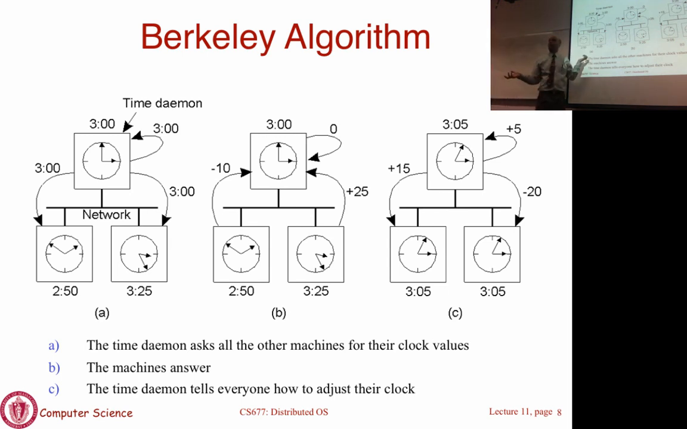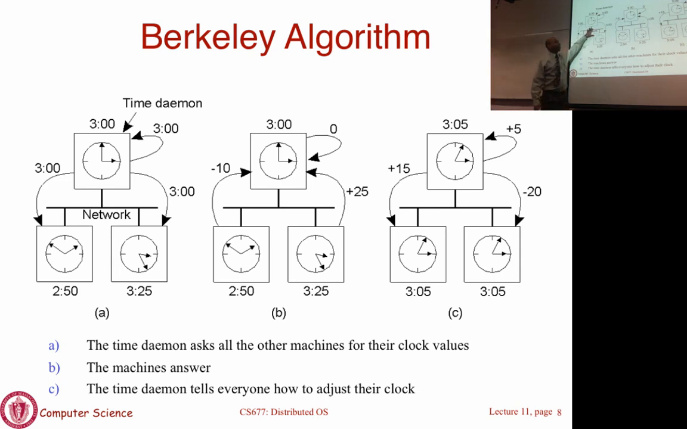Tell me what time I should reset my clock to. Okay, so here you see that the time server thinks it's 3 o'clock. This machine thinks it's 2:50, and that machine thinks it's 3:25. So this is a slow clock off by 10 minutes. That's a faster clock, 25 minutes. So each of them will broadcast their values.